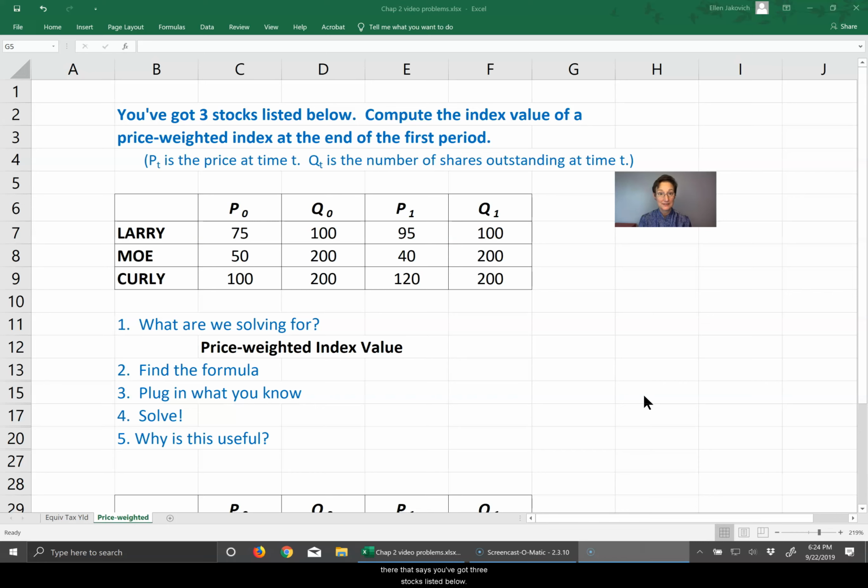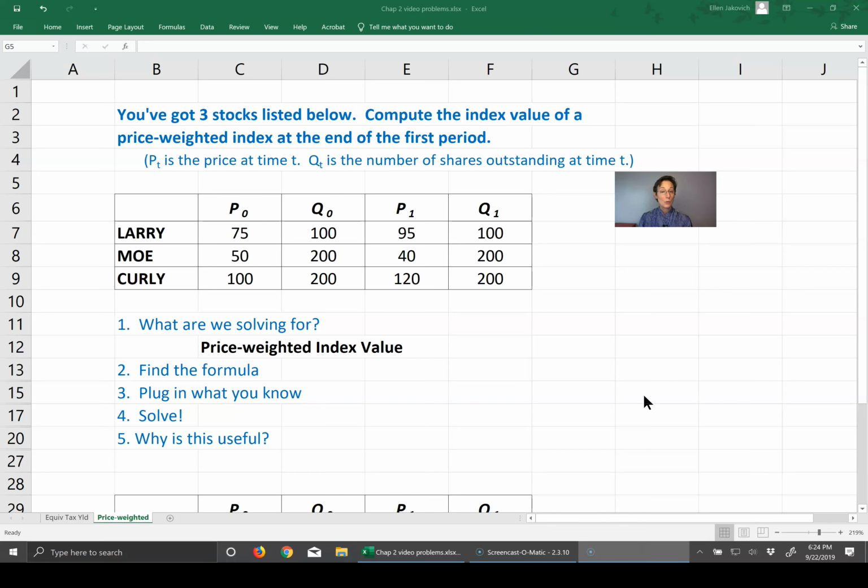What you see on your screen is a problem that says you've got 3 stocks listed below. Compute the index value of a price-weighted index at the end of the first period. And what you see is a chart that has Larry, Moe, and Curly. These are the 3 stocks we own. It gives us prices and quantity of each, both at time 0 and at time 1, which can be the next day, the next month, the next year. Doesn't matter. It's just the next period.